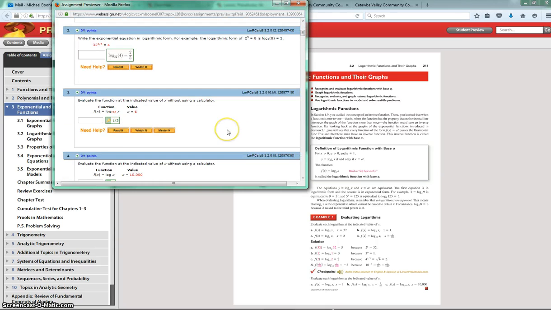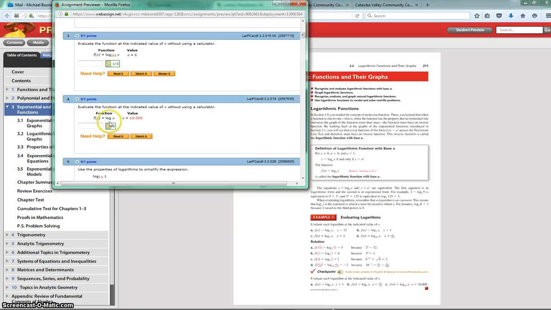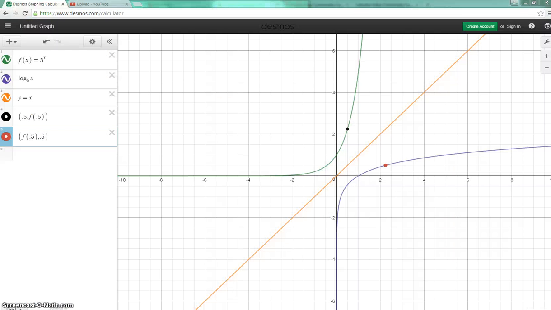Also looking at number 4, if it doesn't have a base down here, it's assumed that if it's a log, it's base 10. This one just wants you to evaluate it on a calculator. Log base 10 of 10,000. We could do that on Desmos. So it's log base 10 of 10,000, and we get their answer of 4.